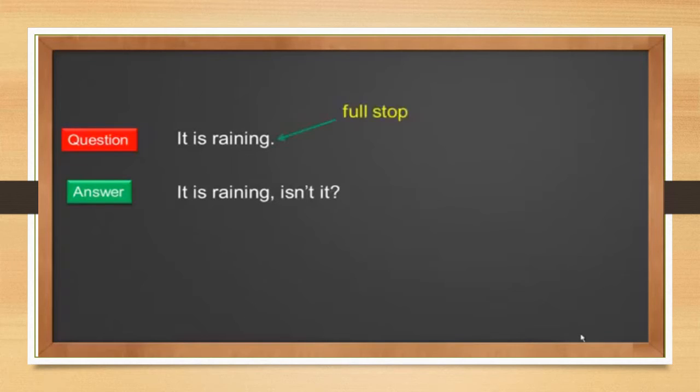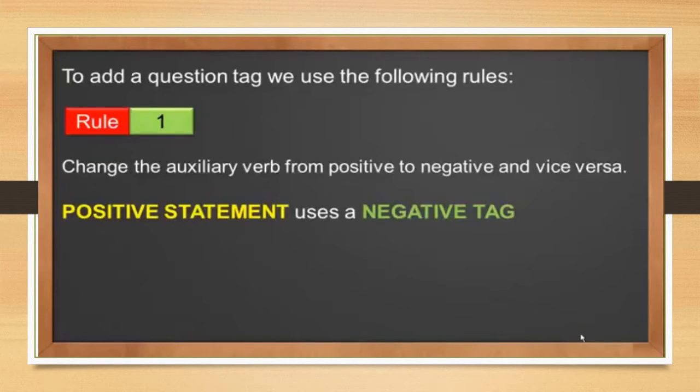So note that in the question we have a full stop, while in the answer, instead of the full stop we have a comma, and then it is followed by the question tag, isn't it? We use isn't because it is the opposite of the verb is. And finally we have the question mark. To add a question tag, we use the following rules. Rule number 1. Change the auxiliary verb from positive to negative and vice versa, that is from negative to positive.